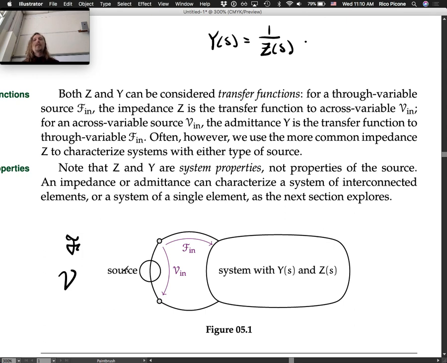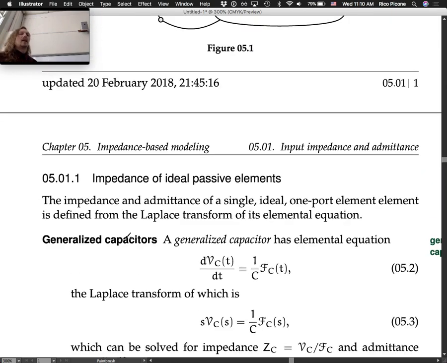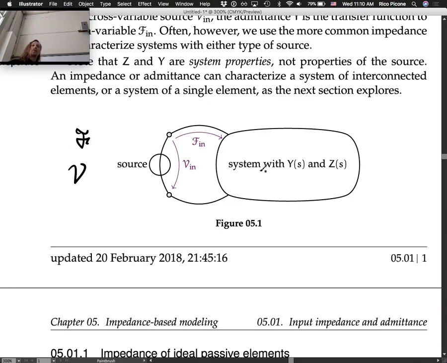Okay, so note that Z and Y are system properties, not properties of the source. An impedance or admittance can characterize a system of interconnected elements or a system of a single element, as the next section explores. So we're going to say, okay, this system, we're just going to put a single element in there, and we're going to see what type of input impedance we get. And we're going to put elements that we're familiar with.